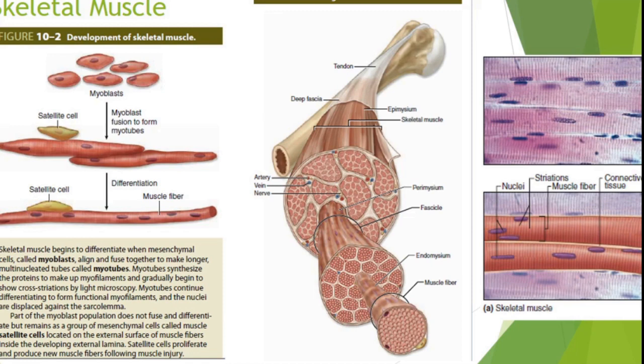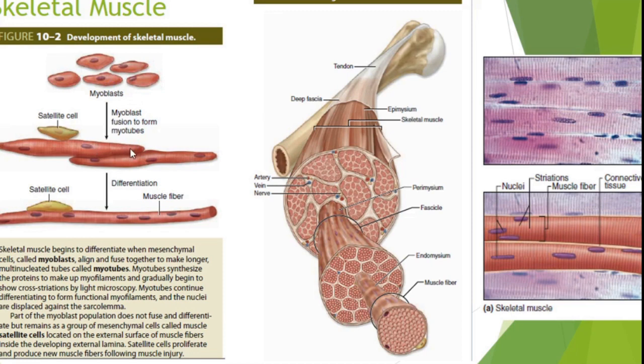So, tingin kayo dito sa figure 10-2. Paano ba nade-develop ang skeletal muscle? So, the skeletal muscle begins to differentiate when the mesenchymal cells called myoblasts. So, myoblasts are the mesenchymal cells. So, these myoblasts, mag-fuse yan sila or mag-join together along with other myoblasts to form your myotubules.